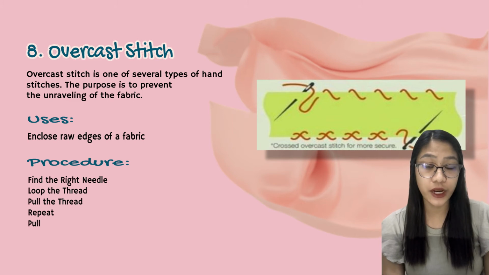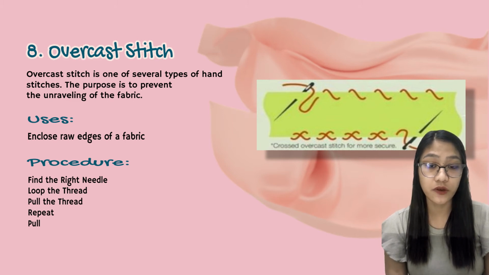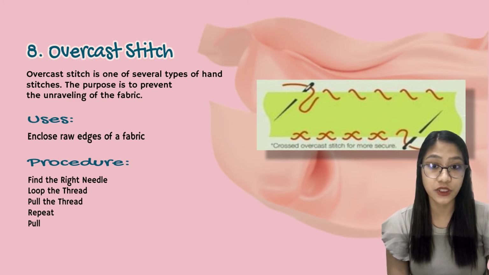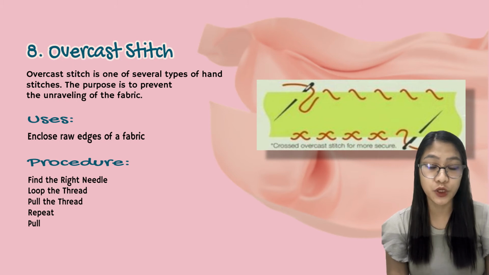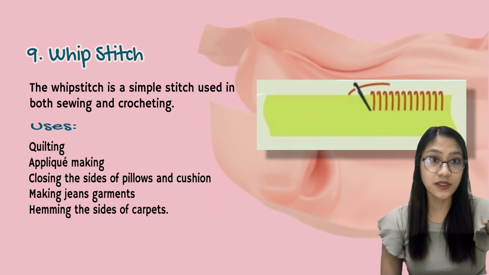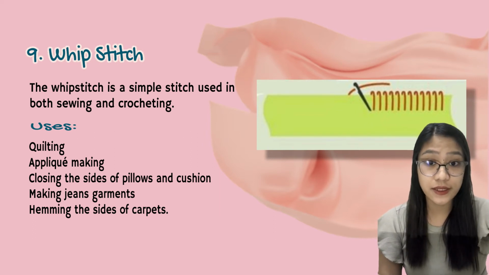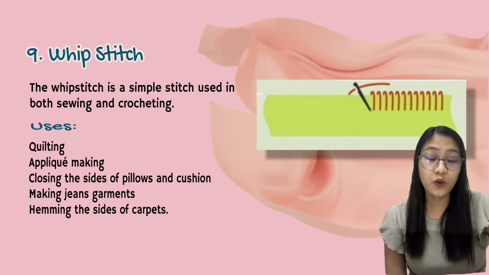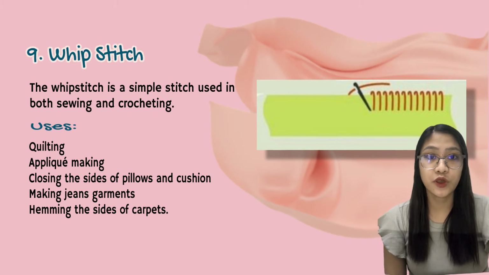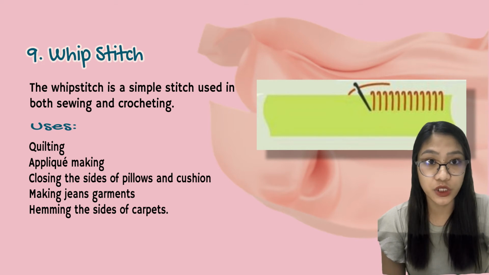Next is the overcast stitch. So, this stitch is one of the several types of hand stitches. The purpose is to prevent the unraveling of the fabric. The last basic hand stitch is the whip stitch. Now, let us know what is a whip stitch. A whip stitch is simple stitch used in both sewing and crocheting.